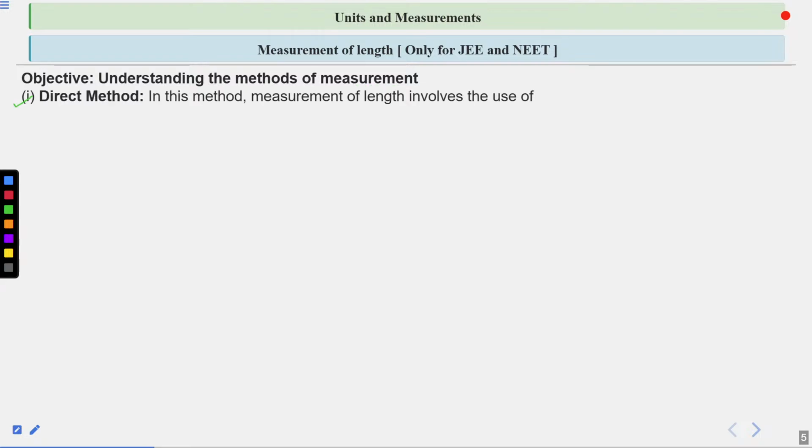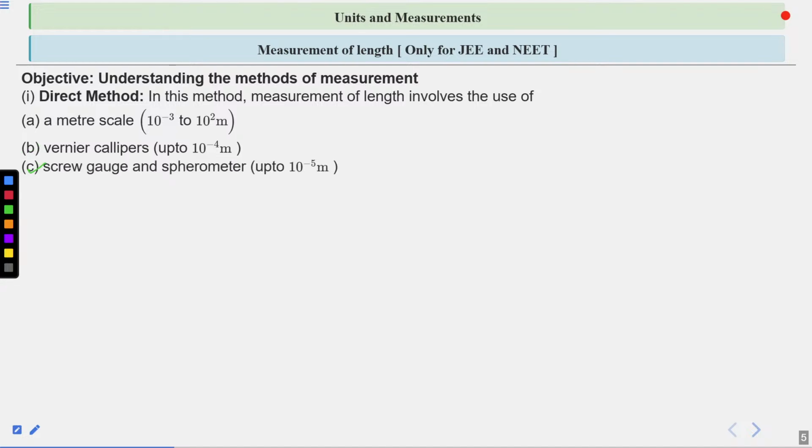First, the direct method. In this method, measurement of length involves the use of, first, a meter scale, and the range is 10 raised to the power minus 3 to 10 raised to the power 2 meter. Second is vernier calipers, up to 10 raised to the power minus 4 meter. And third is screw gauge and spherometer, up to 10 raised to the power minus 5 meter. So this one is just for knowledge.